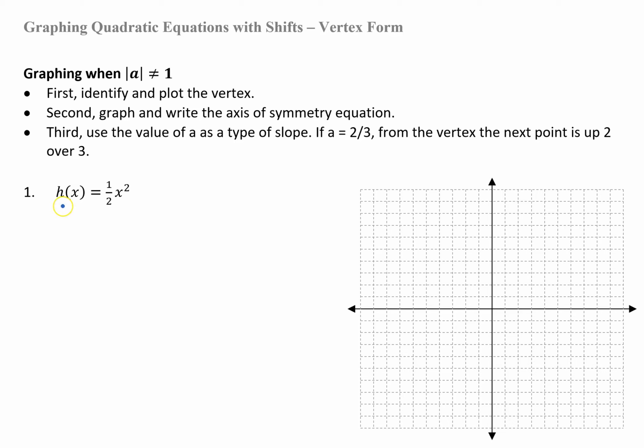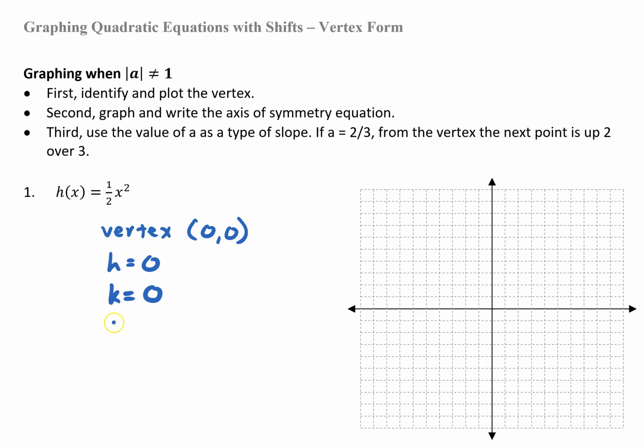In the function h of x equals 1/2 x squared, we'll notice that there are no values added or subtracted to x squared, nor added or subtracted to the right. This means our vertex is at 0, 0, because our h value is 0 and our k value is 0, as there are no values added or subtracted to the function.